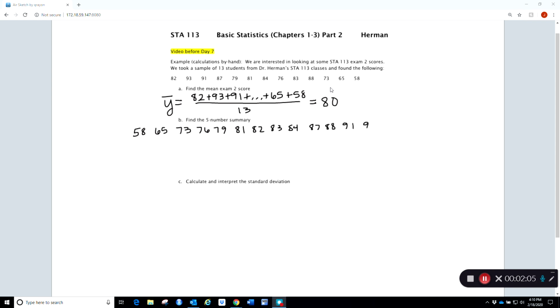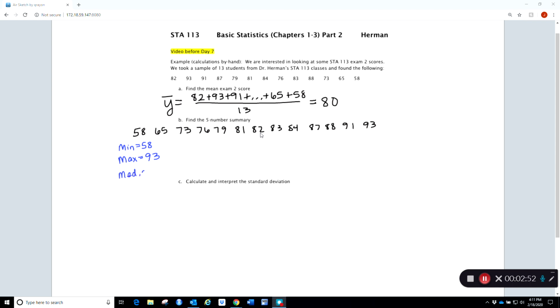And then, of course, I always double check to make sure I have all 13 of them. Okay, so I have all 13. So now we're going to find our minimum, which is just the 58. Our maximum is our 93. To find the median, we're going halfway between. That would end up being the 7th value when I cross off 6 on either side. So I should get a median of 82.